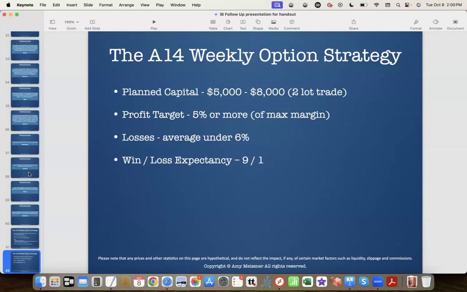I usually target about a 5% profit or more, and that's based on the margin in the trade, the max margin. Average losses are kept generally under 6%. As I mentioned, occasionally there can be an outsized loss.